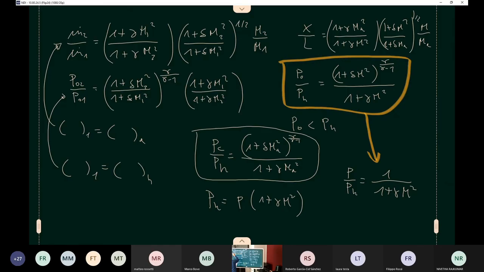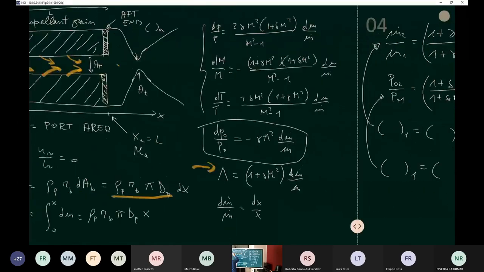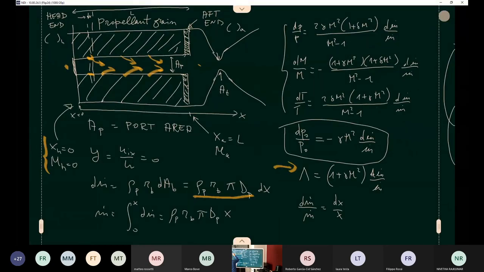There is also another aspect that we can talk about. If we have a difference between the pressure at the head end and the pressure at the aft end, and locally the burning rate is proportional to the local pressure, of course, it means that we have a different burning rate as we move along this direction. And this can also cause some unexpected, or rather undesired, uneven evolution of the propellant grain because of this pressure difference.